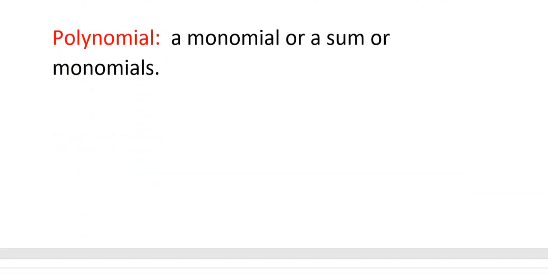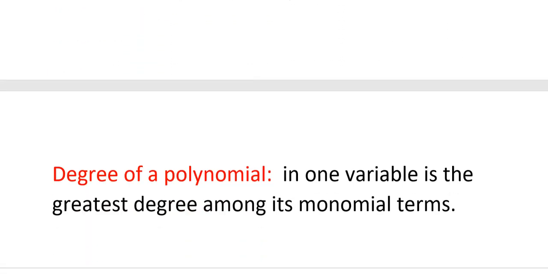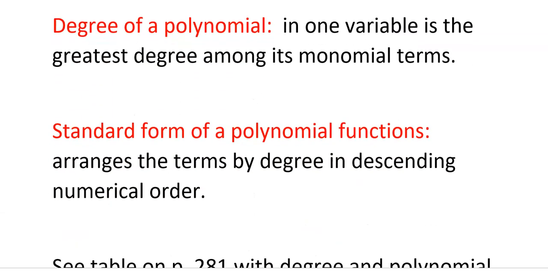A polynomial is a monomial or sum of them. The degree of a polynomial, you look for which term has the highest exponent or exponents, and then that is the one. And we'll look at more of those here in a little bit. Standard form is arranging them in descending order. So you're always going to put the highest exponent first, then the next one down, and then the number, or you keep going down in descending order.